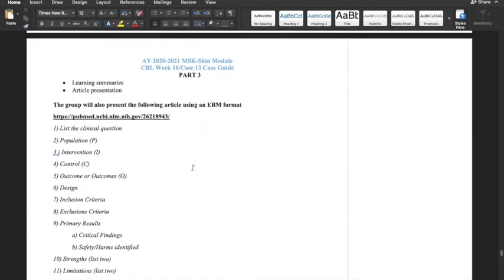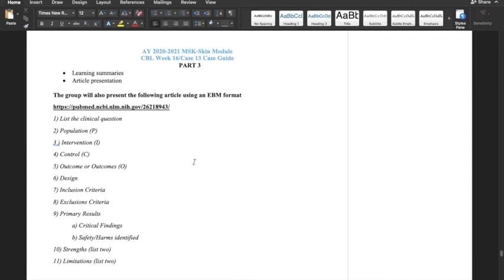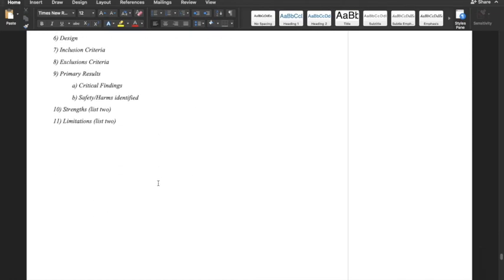So moving on to part 3, we have a paper here that we'll review in EBM format. It's a review article on Toradol and some of the safety considerations that we mentioned earlier in our discussion.